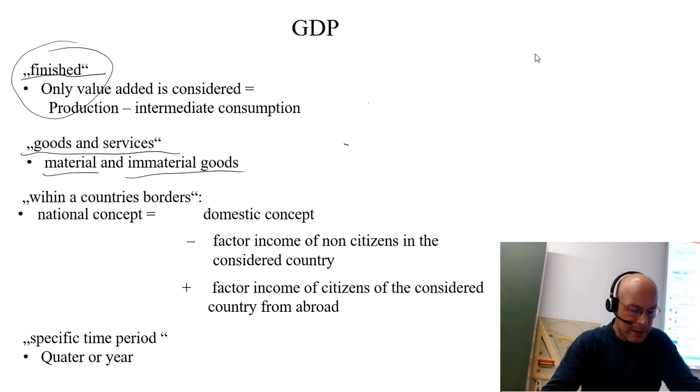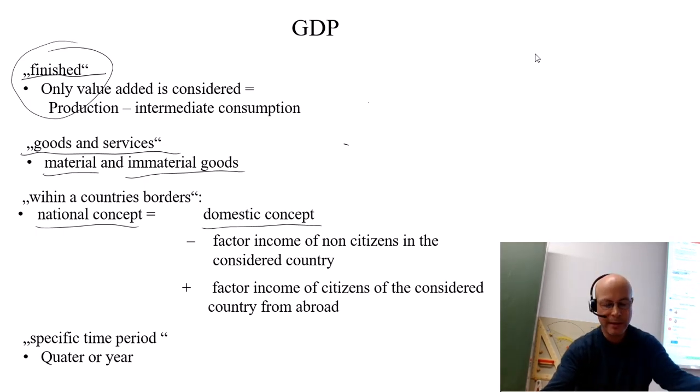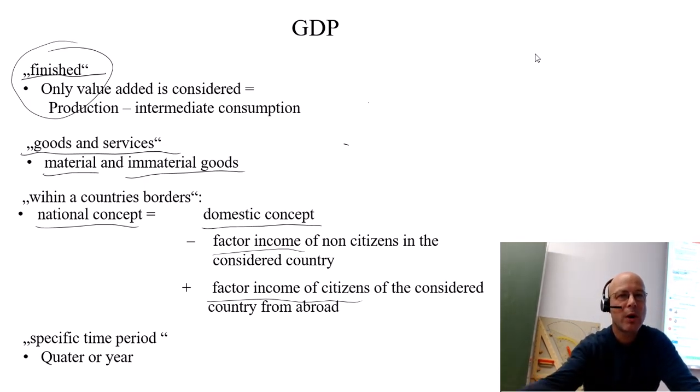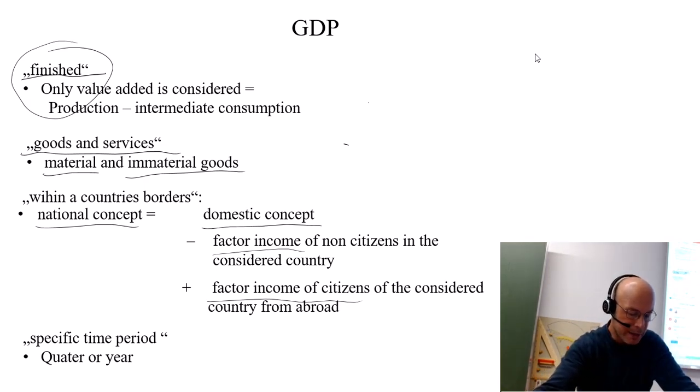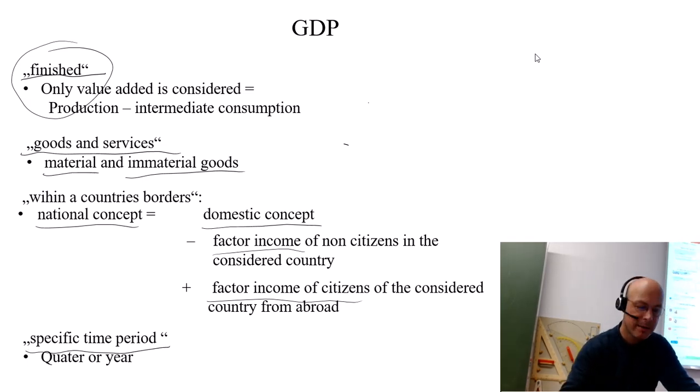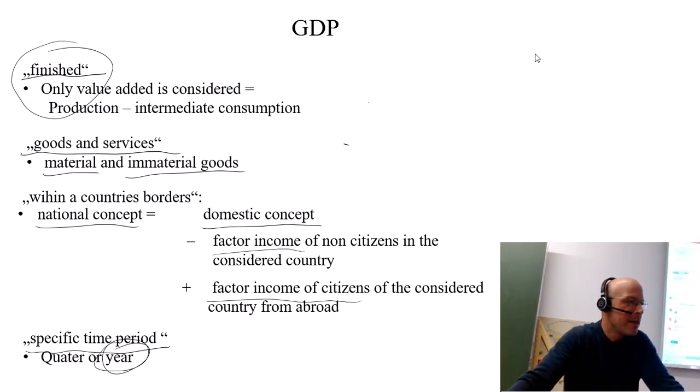And for this we have already talked about the national versus domestic concept, and the difference would be the factor incomes of non-citizens in the considered countries plus the factor incomes of citizens of the considered countries. So if we are working abroad, or if somebody who is not a citizen of our country is working within our borders, in a specific time period. In general, when we are talking about GDP, a number, what is the GDP of the United States, of Germany, of France, then we think of one year. In general, we find data every quarter.